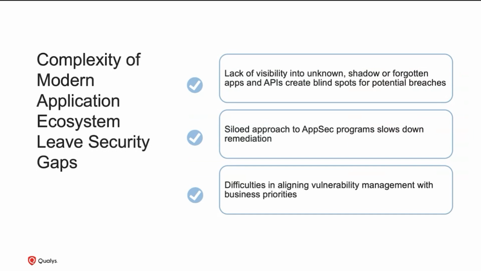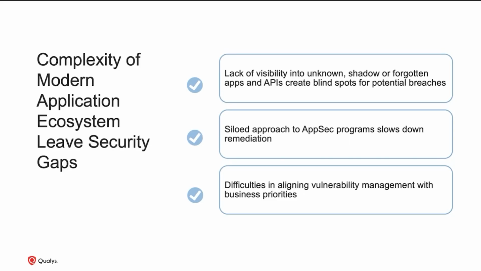Now let's look at the modern application ecosystem. A lot of applications now are microservices based, where thousands of APIs may be in use, and not having clear visibility into your APIs and your applications creates blind spots for potential breaches. So that's one big problem. The second problem is a siloed approach to application security, using one tool for web applications and another tool for APIs. It prevents you from getting full visibility into your security posture.